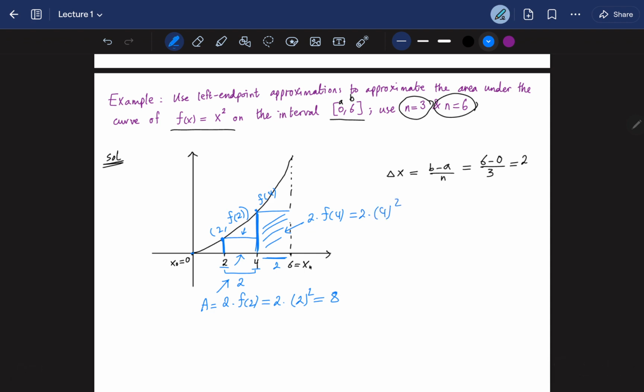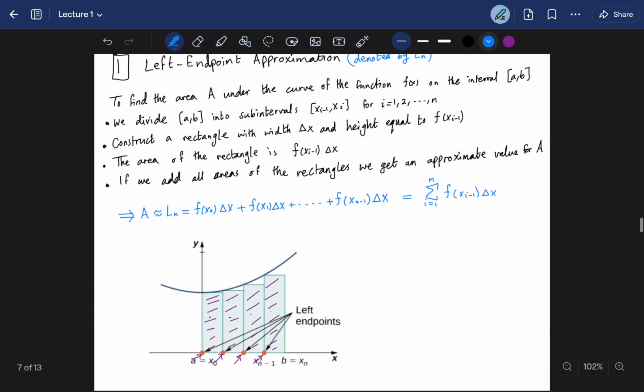So this is how you approximate an area under the curve using rectangles. Because I already know the areas, I just find the area for each rectangle separately and just add them up. So the area in general, it's going to be 0 plus 8 plus 32. And so the area is almost 40.